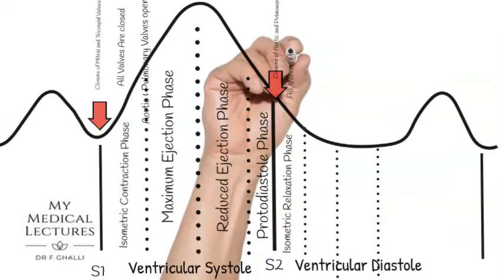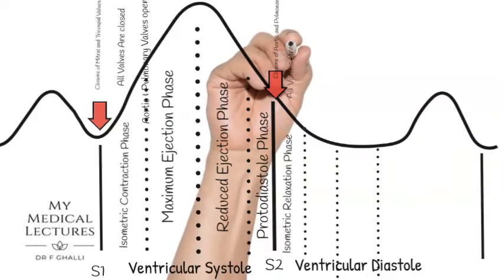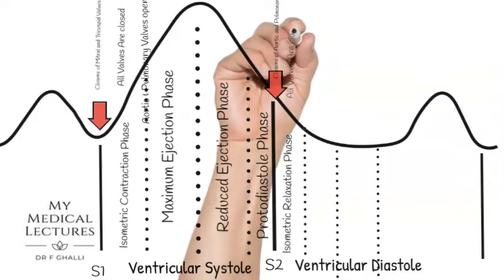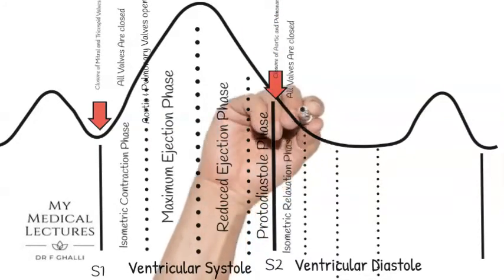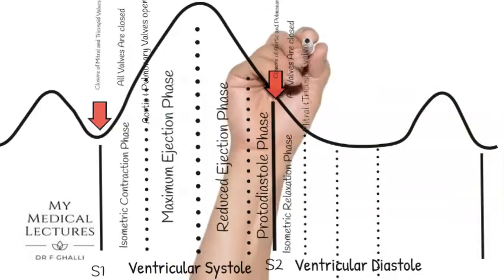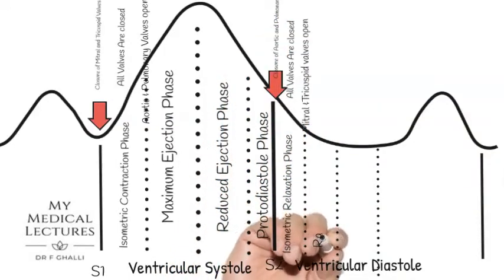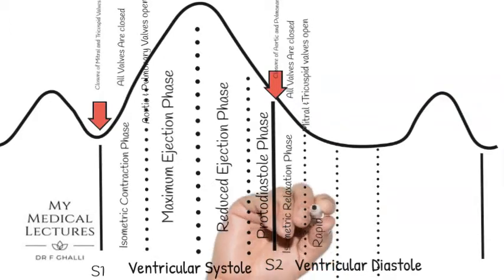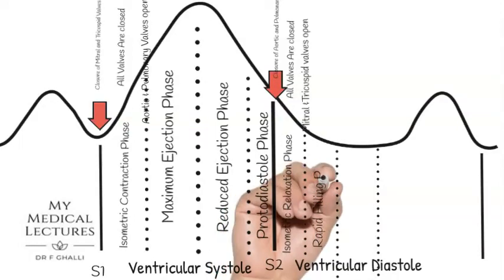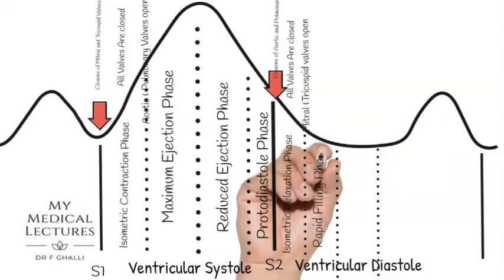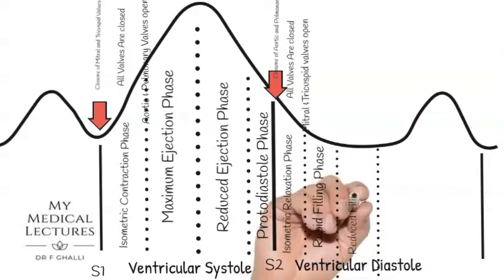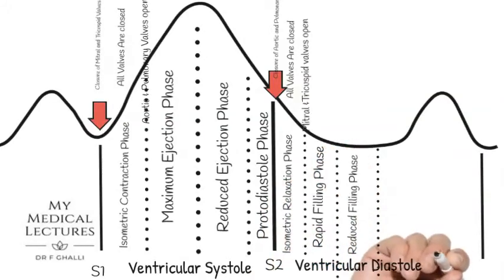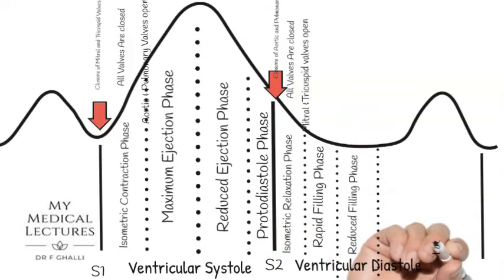Why? Because now aorta and pulmonary are closed, and during systole, the mitral and tricuspid were closed. This will create a negative pressure to suck blood when the mitral and tricuspid open. At this point, mitral and tricuspid open, and then the filling starts with rapid filling and then reduced filling. Usually 70% of blood goes from the atria to the ventricles by gravity without any contraction, but there is atrial contraction at the end of diastole.